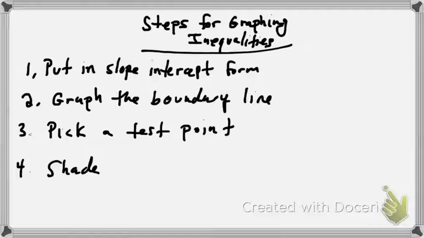So the first thing you want to do is make sure the inequality is written in slope-intercept form. And then you want to graph the boundary line. You're then going to pick a test point, and then you're going to shade either away or towards the test point.